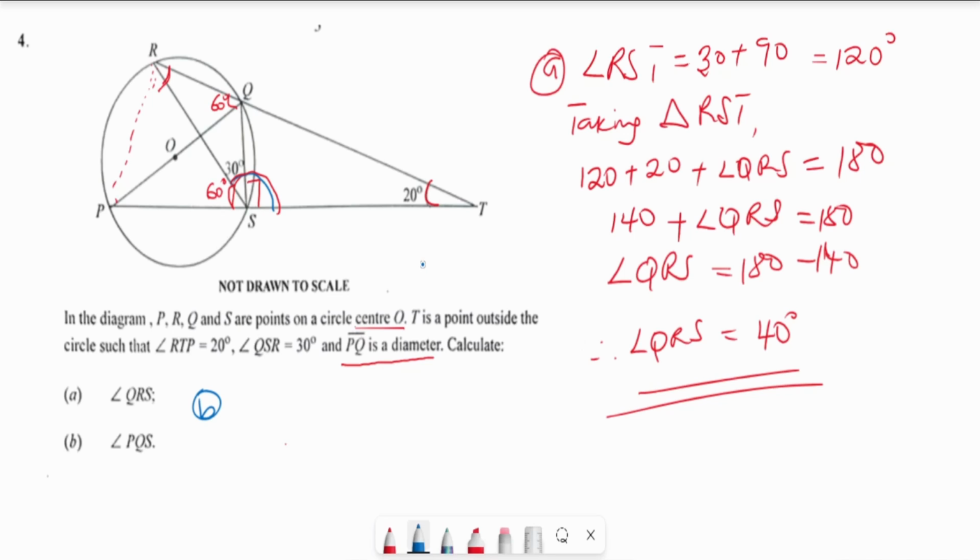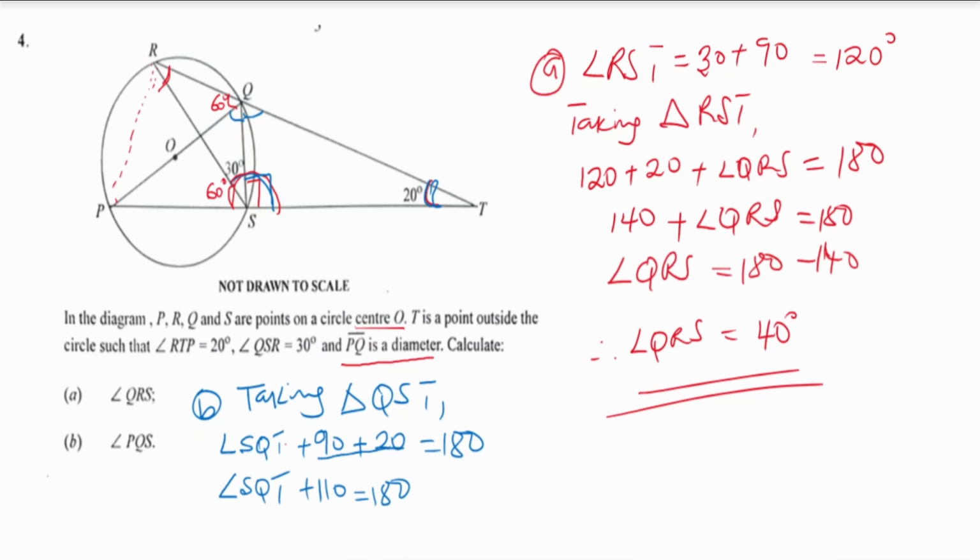And then the B part, we are solving for angle PQS, which is here. Now, coming back to triangle QST, when we take this angle here, 90 degrees, plus the 20 degrees here, plus SQT, that should also give us 180 degrees, which is the triangle sum theorem. So I just added these two to give me 110, and then subtracting 110 from both sides, angle SQT is going to be 180 minus 110, and that equals 70 degrees. And that means this is 70 degrees.